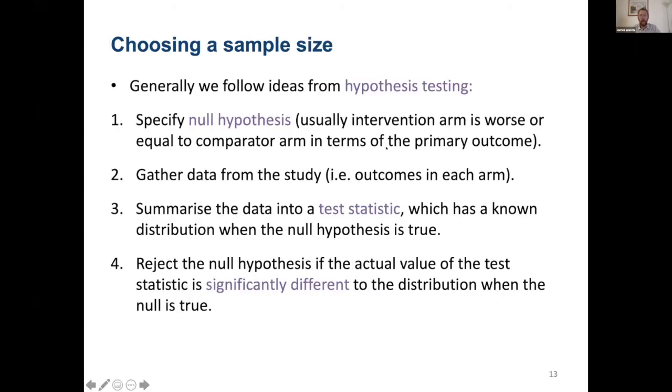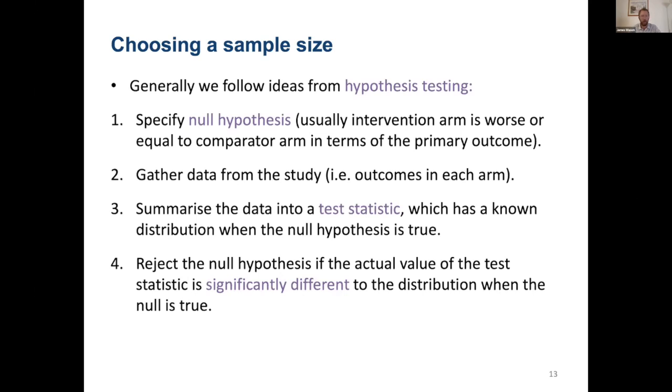So generally, we're going to now move on to choosing a sample size. Generally, we can think of a clinical trial as an example of an experiment where we're testing a hypothesis, and we're following ideas from hypothesis testing. So this involves specifying a null hypothesis. Normally, this is the hypothesis that is the default, and we want to gather evidence about in order to potentially reject if it's not true.